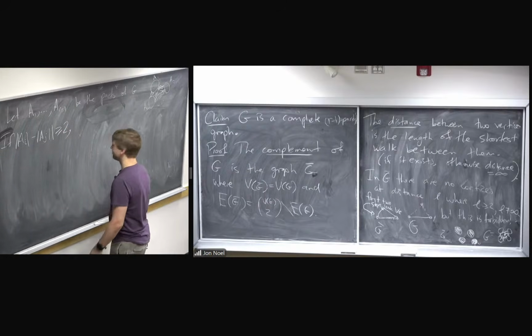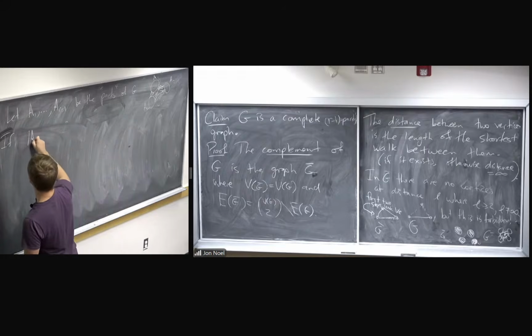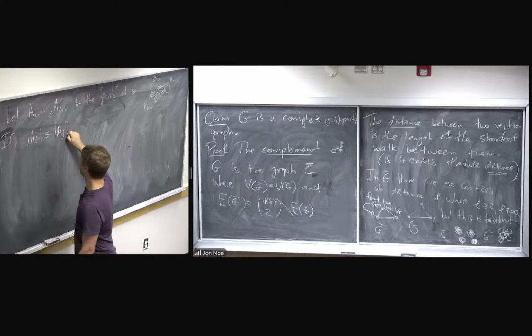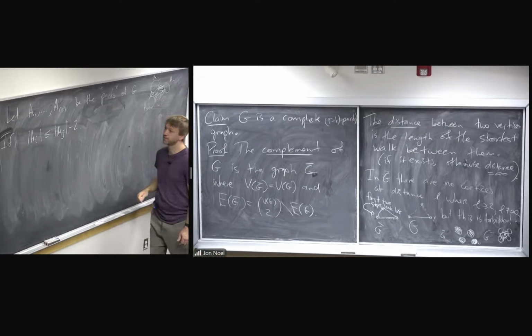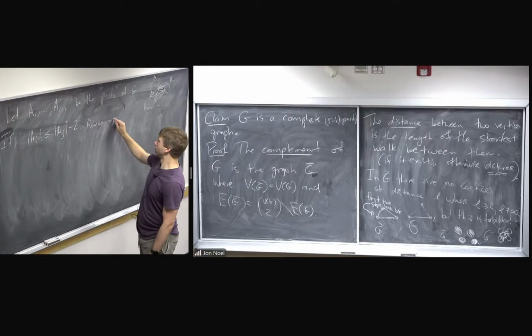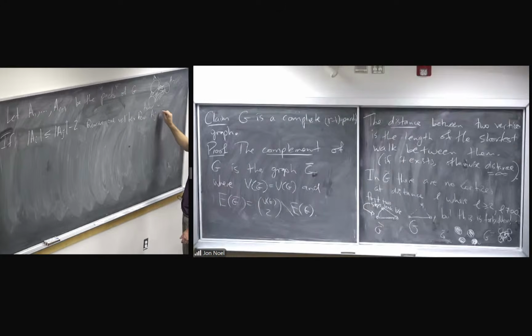or let's write it like this. If the size of AI is less than or equal to the size of AJ minus 2, what I would do is remove one vertex from the big one, so from AJ, and put it in AI.